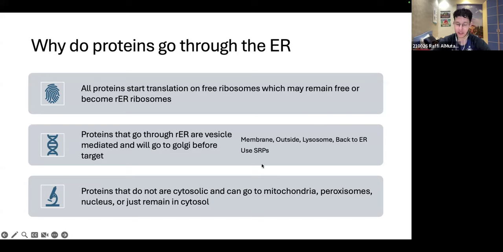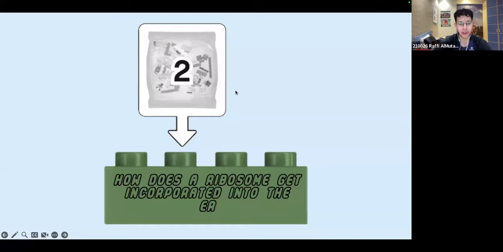If there is no signal recognition peptide, the ribosome will remain free in the cytoplasm, and the proteins that are made will either go to the mitochondria, the peroxisomes, the nucleus, or just remain in the cytoplasm. So I hope that makes sense. Any questions so far?